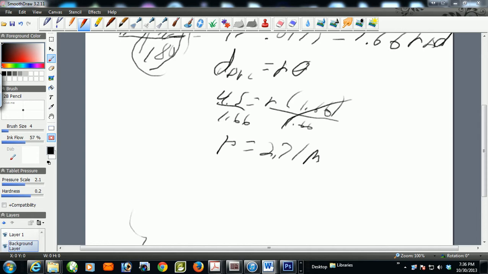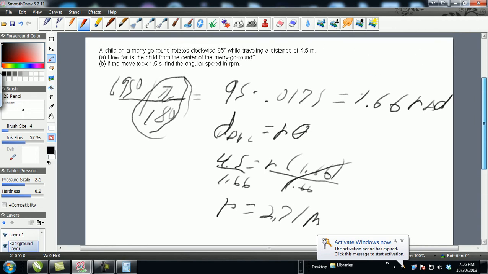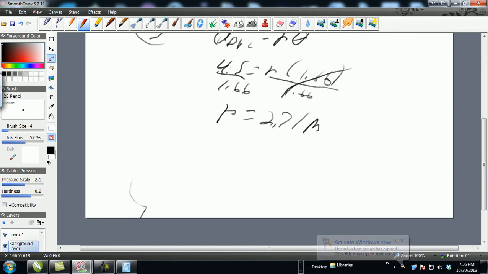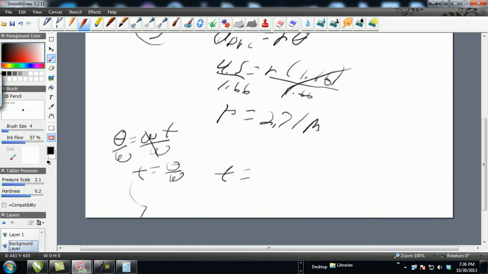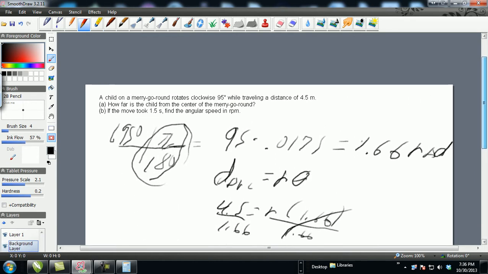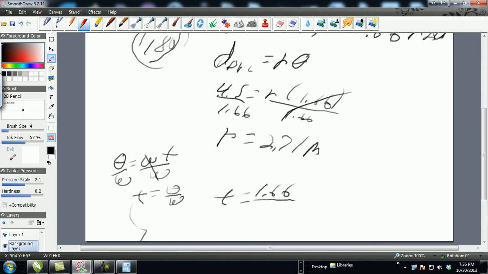Now the next part says, let's go back and review, if the move took 1.5 seconds, find the angular speed. Angular is omega, so we need a formula with omega in it. We're going to divide by omega, so T equals theta over omega. T is equal to, what was my radians? 1.66. What was my time? Let's check it out. 1.5 seconds.